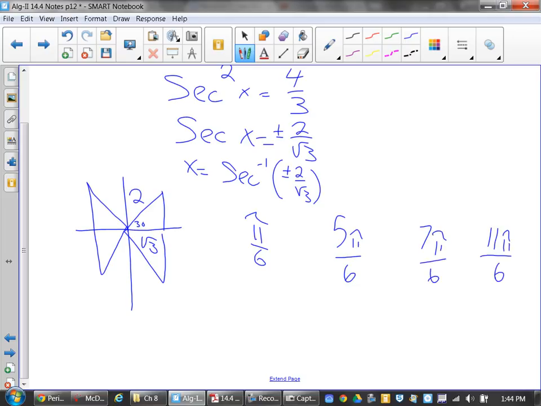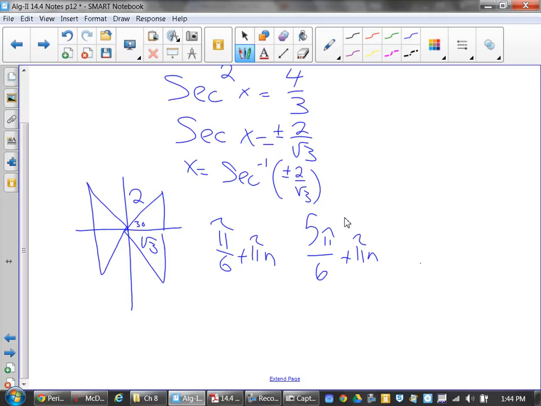What can I do to simplify my solution here? Pi over 6 plus pi n. Very good. So you don't need the 7 pi over 6? Nope. A lot of times what I do is I list them out, and then I'll check, okay, I don't need this one because it can be pi n. I don't need that one because it can be pi n. And that's fine. If you want to list them out just to check where you're at and cross them off, it's no big deal.